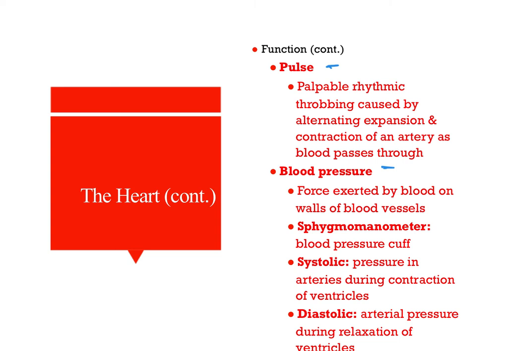Okay. So you do need to know that the systolic pressure, or that top number of blood pressure, is when the arteries contract, and the diastolic number, that bottom number, is the relaxation of the ventricles. Okay.